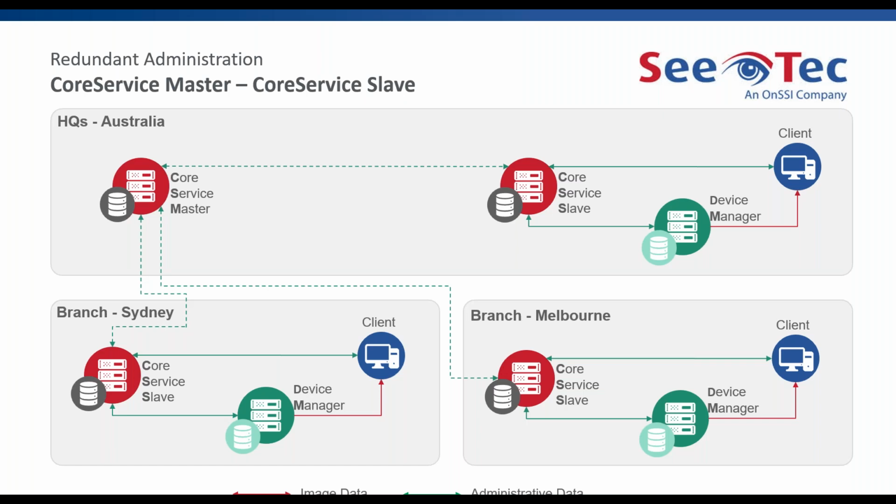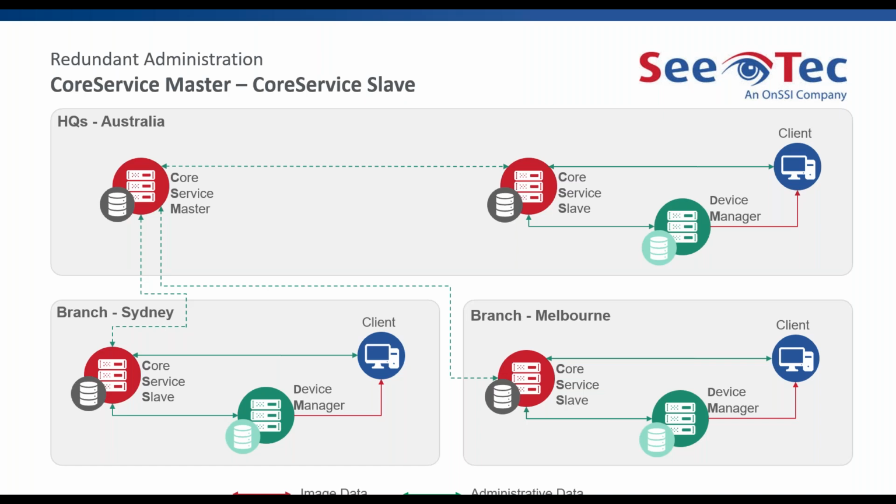WAN link. Again, those WAN links may vary in size depending on the size of the cameras and what's required back at the HQ. But the CSM, and there's only one of those in the system, and they all then talk to CSSs, the core service slaves. In the case we've got, 3 of those at each site, and then they all talk with their clients and their device managers locally, and then they operate there.